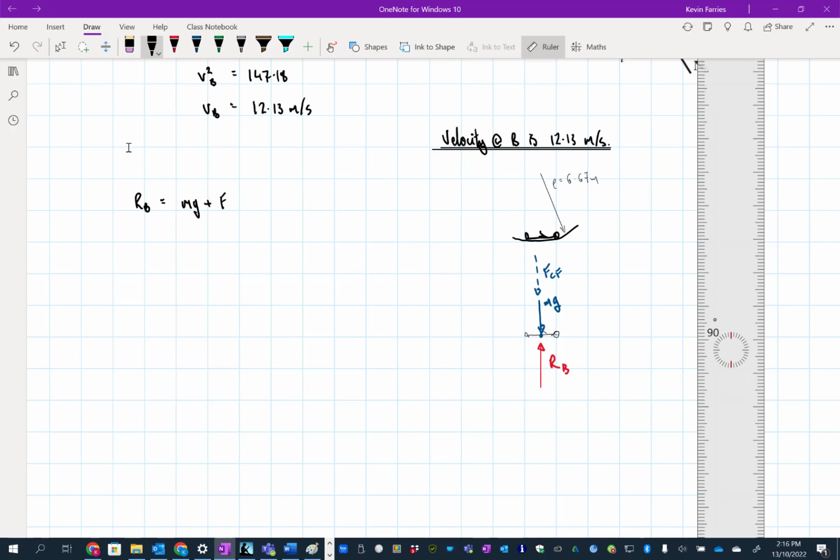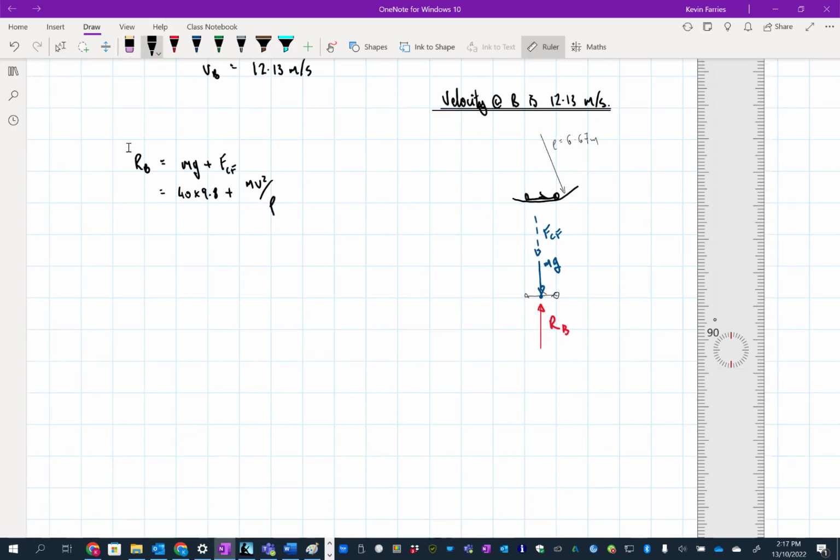So FCF, which is going to be 40 times 9.81 plus, FCF is mv squared over rho. Got to learn that. You're not going to be given that equation in an exam. And similarly for the energy, got to learn half mv squared. So that is going to be 40 times 9.81 plus 40 times the velocity we just calculated, 12.13 squared, divided by rho, 6.67, the radius of curvature of the slide at that point.